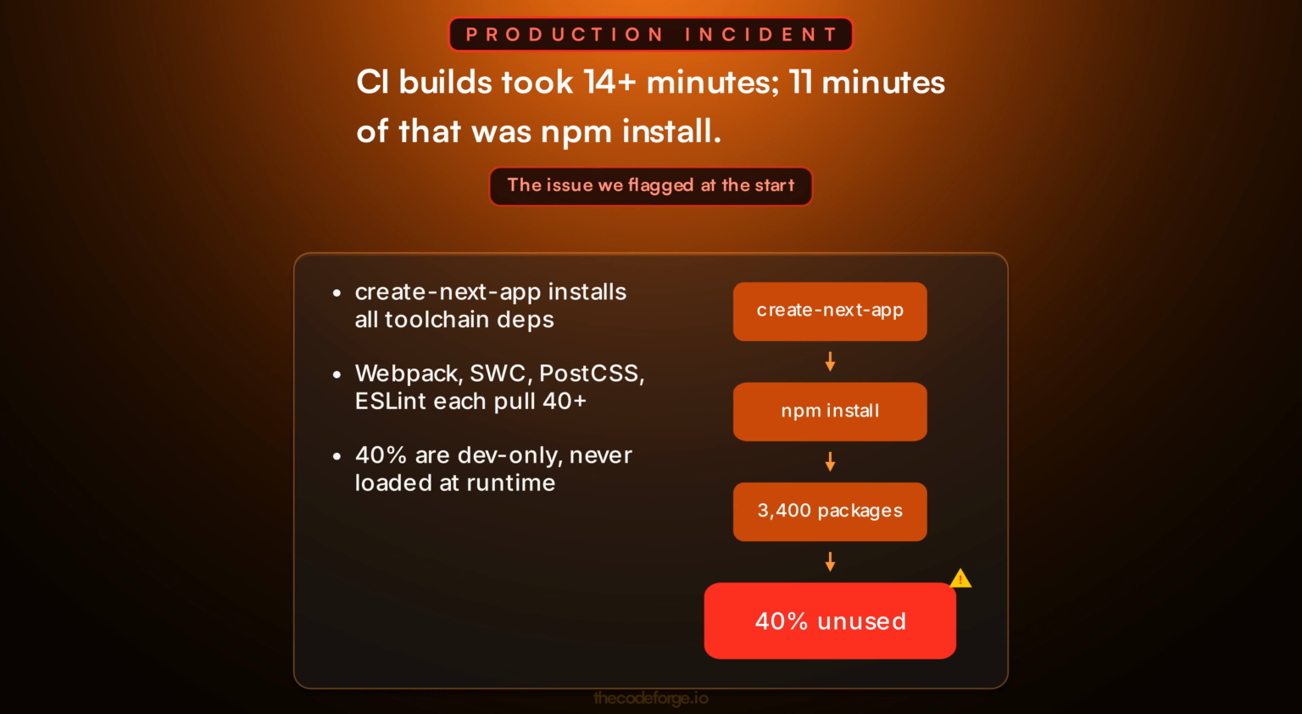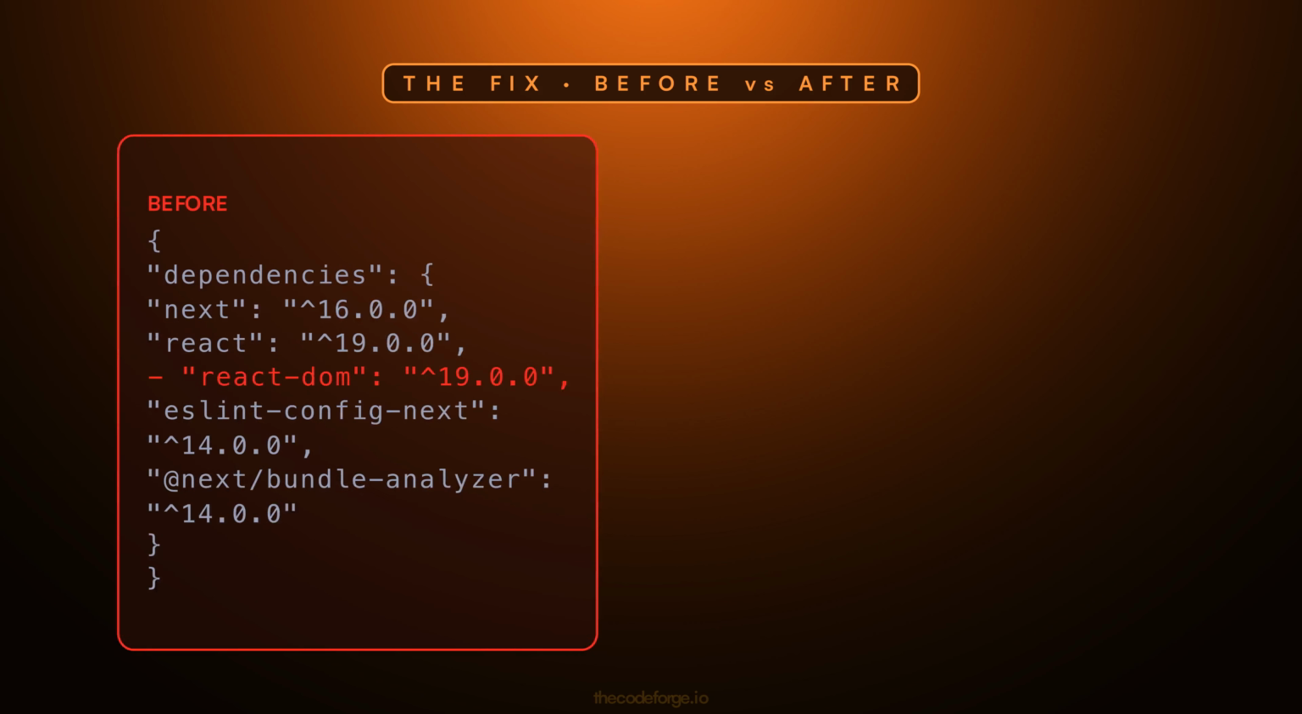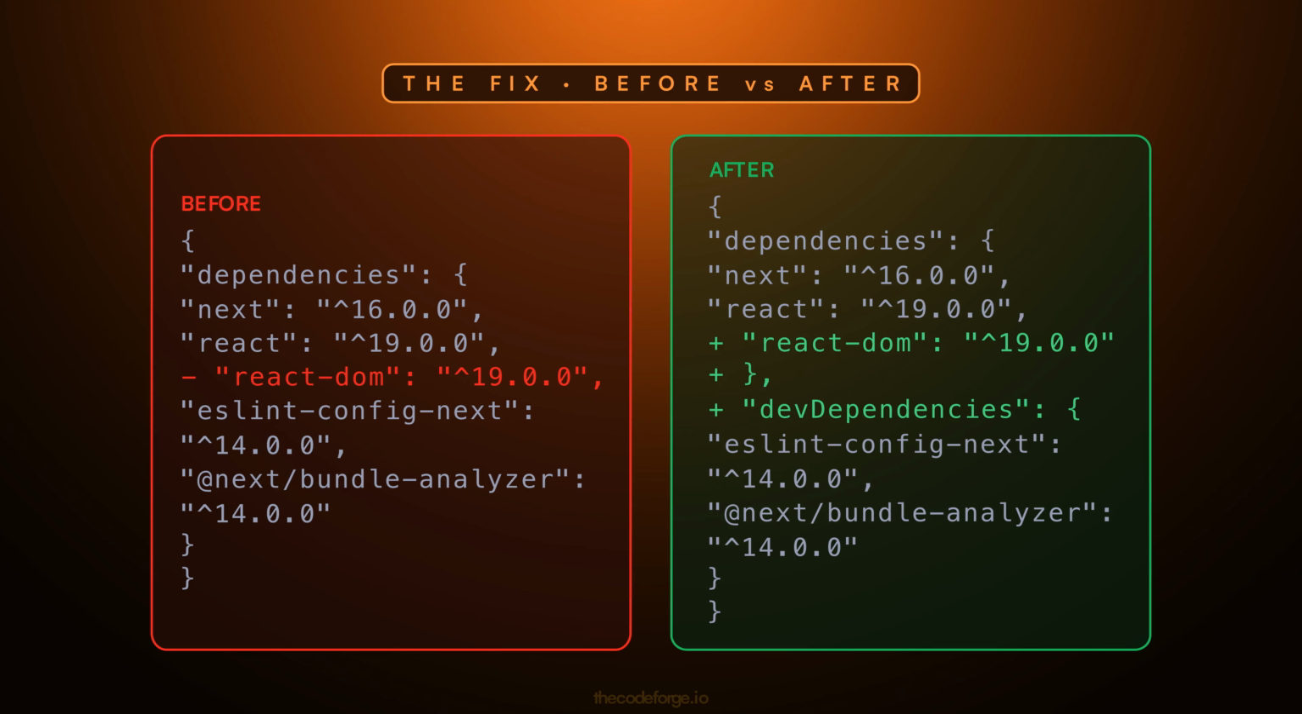40% of those packages are never loaded at runtime. They exist only for build-time linting, type checking, or edge cases you'll never hit. The default create-next-app includes eslint-config-next with 47 peer dependencies, and @next/bundle-analyzer as unused dependencies, causing 1,200 of the 3,400 packages to come from eslint-config-next alone. The team never audited what was installed.